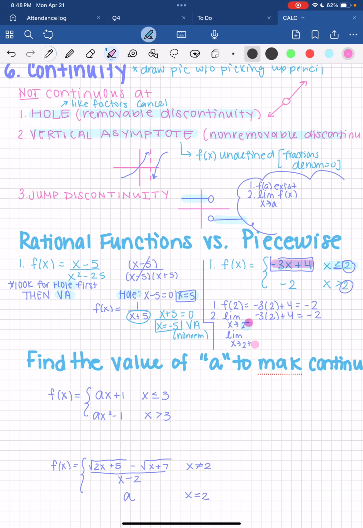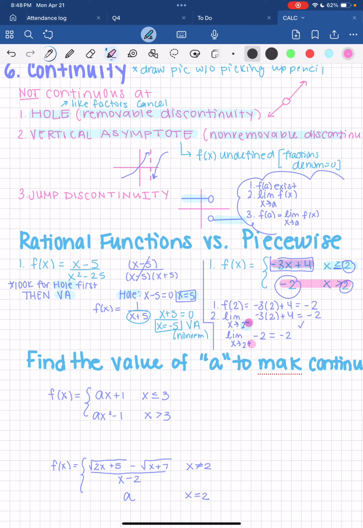Same thing. 2 from the right means we're going to use this bottom piece of the piecewise function. The limit of a number is just the number. So the limit of -2 is -2. So the limit exists. I'm going to put a little check mark because the limit from the left and the right are both -2. And then your final step is your function value from step 1 has to equal the limit value from step 2.